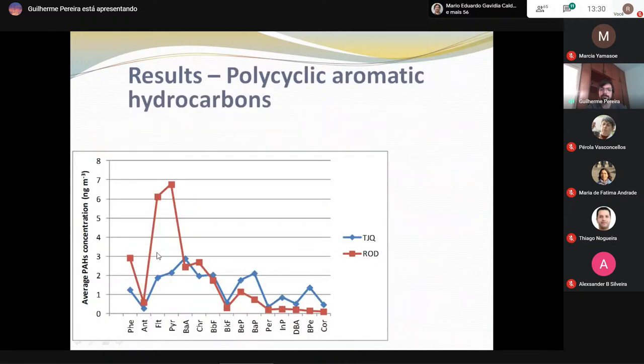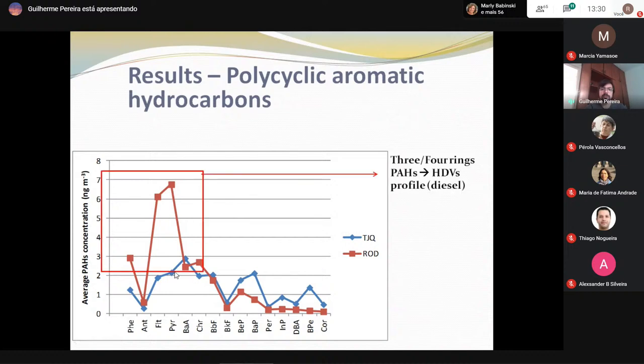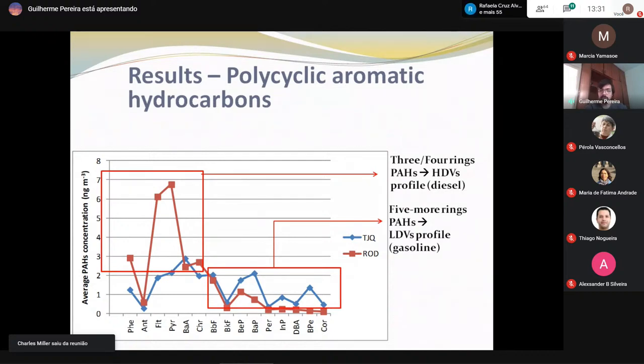Here we have results for PAHs in both tunnels, Gênio Quadros and Rodoanel. We see at Rodoanel a clear profile of 3 and 4 ring PAHs, which can be associated to the high duty vehicle profile. They emit more of these lower weight PAHs. And here we see that in the low duty vehicle tunnel, there is a higher importance of the five and more rings PAHs, which are heavier PAHs. And these heavyweight PAHs are more concerning for health impact, since they are more carcinogenic.